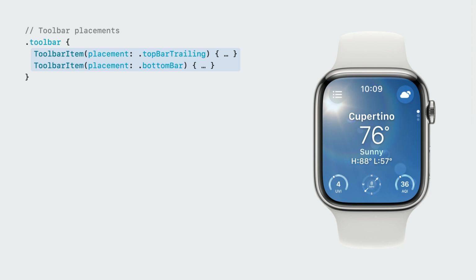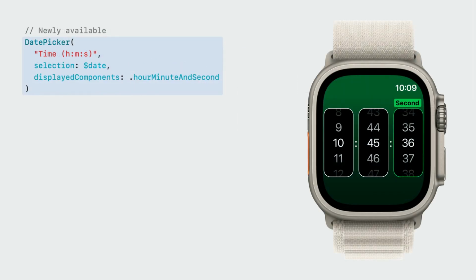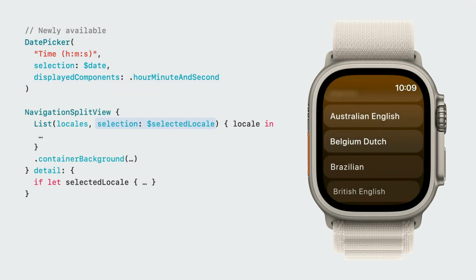top bar leading and top bar trailing, along with the existing bottom bar, lets you perfectly place these small detail views in your Apple Watch apps. Besides these new additions, we're pleased to bring some existing API to watchOS for the first time, including Date Picker and Selection in Lists. Now is a great time to polish your Apple Watch apps with these new capabilities. And if you don't have an Apple Watch app yet, it's a great time to begin.